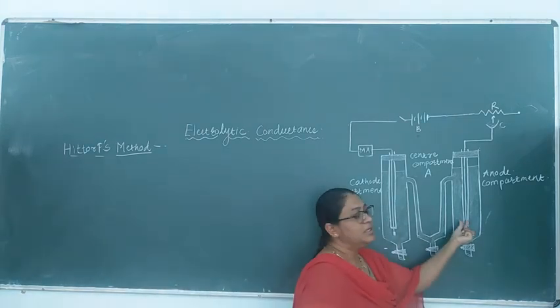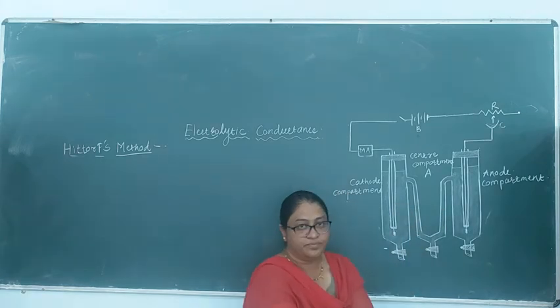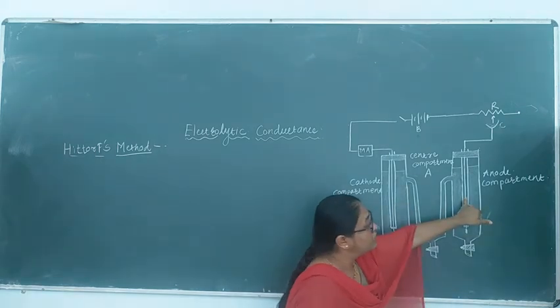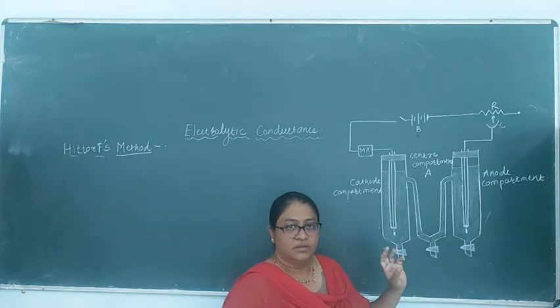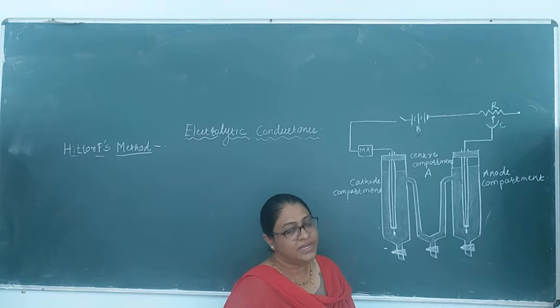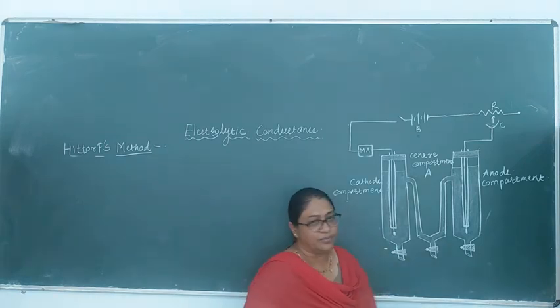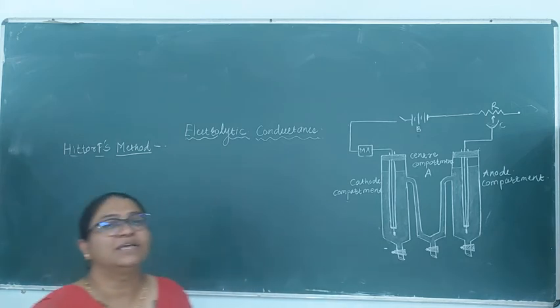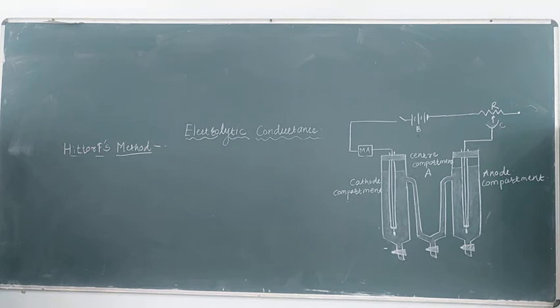Here these two are the electrodes. They consist of platinum, but sometimes the anode used here may be of silver or copper. An attackable electrode can be used. What attackable and non-attackable mean, we are going to see. So this is the setup for Hittorf's method to determine the transport number. Now, how the transport numbers are determined from Hittorf's method, that we are going to see.